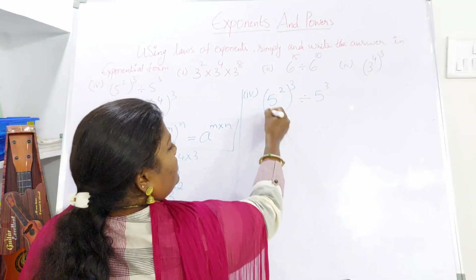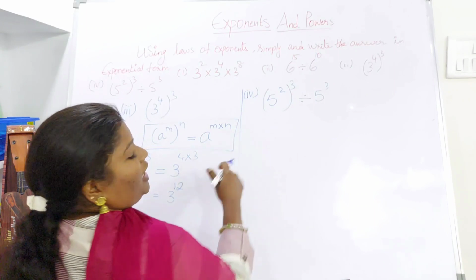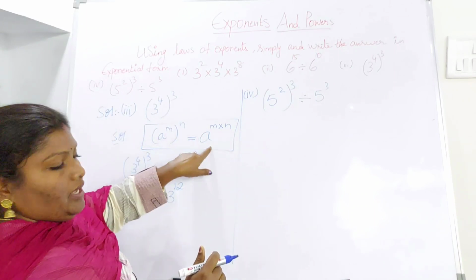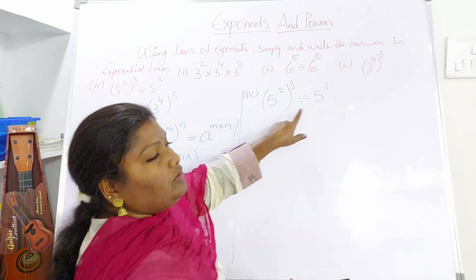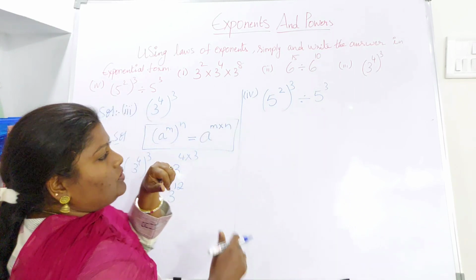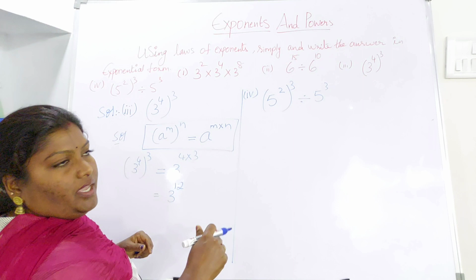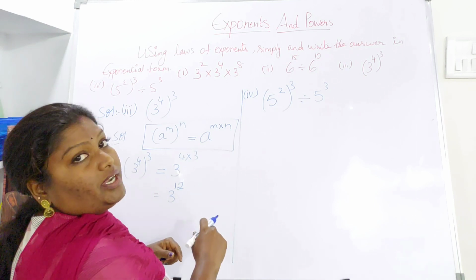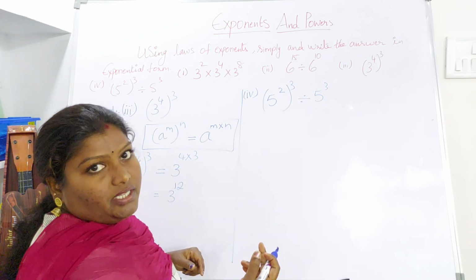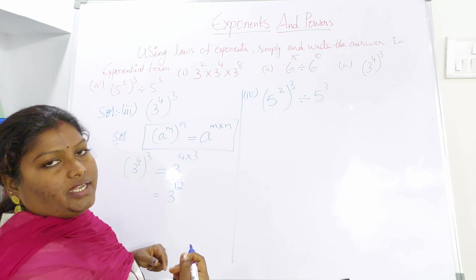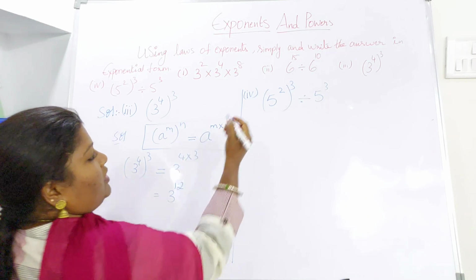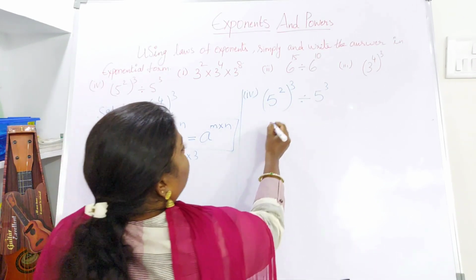The first one, you are going to use the formula a power m whole power n, and then you are going to divide it. So you are going to use another formula a power m by a power n, where you have to check whether numerator power is greater or denominator power is greater, and you have to simplify. So let me do the first part.